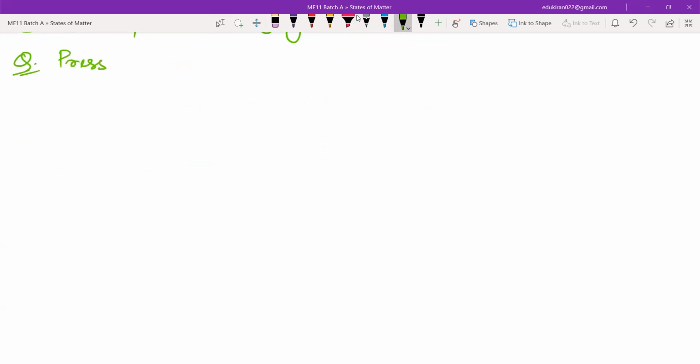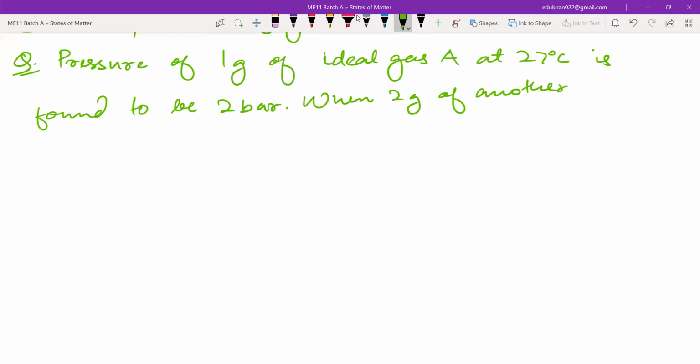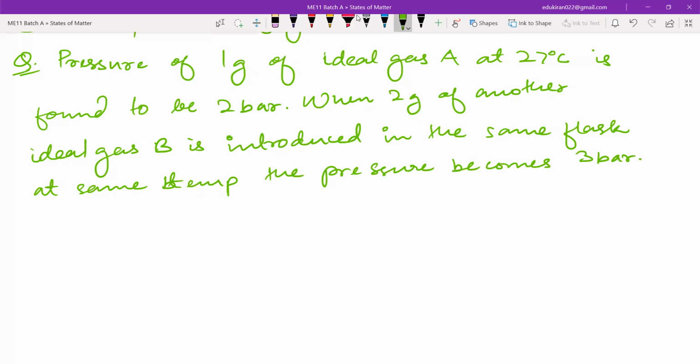Pressure of 1 gram of ideal gas A at 27 degrees Celsius is found to be 2 bar when 2 gram of another ideal gas B is introduced in the same flask at same temperature, the pressure becomes 3 bar.